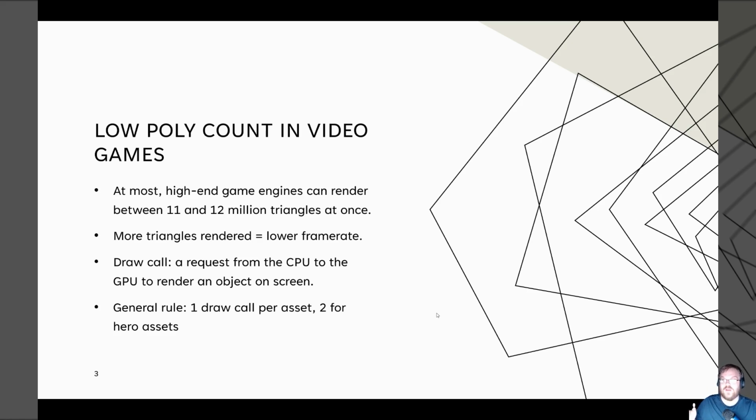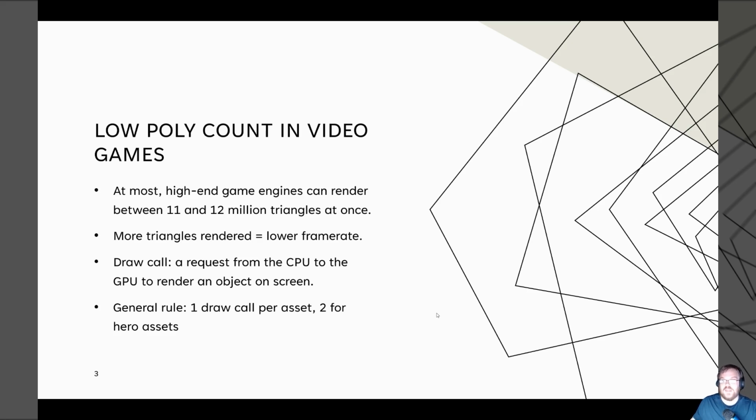The target frame rate nowadays is 60 FPS, and that translates to, I believe, 12 milliseconds of time between a single frame rendering. So the more things that you have on a screen, the longer that time to render that frame is, which lowers your frame rate.